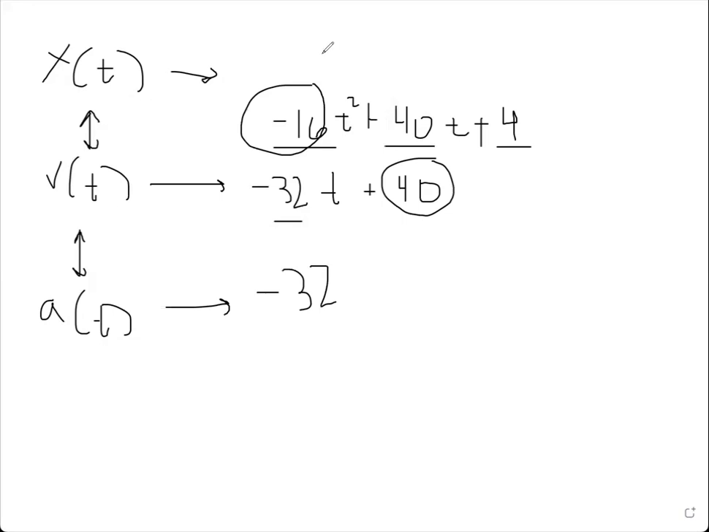Whenever you have something being thrown in the air or kicked in the air, anything like that, the acceleration will always be negative 32, because in feet per second squared, that is the acceleration due to gravity. If it was in meters per second squared, it would be negative 9.8. So depending on the units, it'll either be negative 32 or negative 9.8.